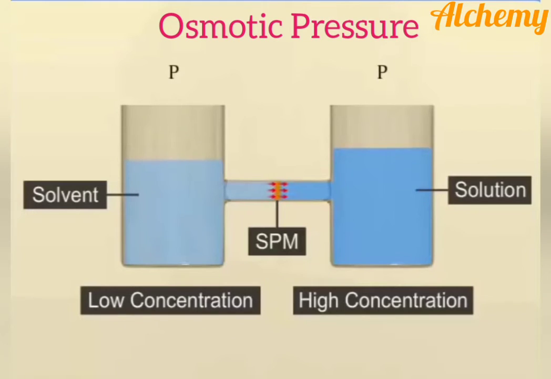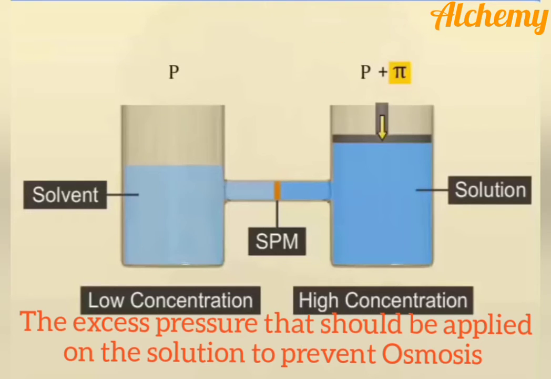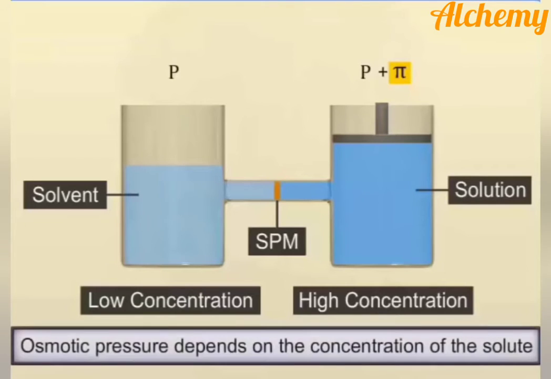The minimum pressure that should be applied on the higher concentration side to prevent the flow of solvent molecules is called the osmotic pressure of the solution. Thus, the osmotic pressure pi of a solution can be defined as the excess pressure that should be applied on a solution to prevent osmosis from taking place. The osmotic pressure, similar to other colligative properties, depends on the concentration of the solute.